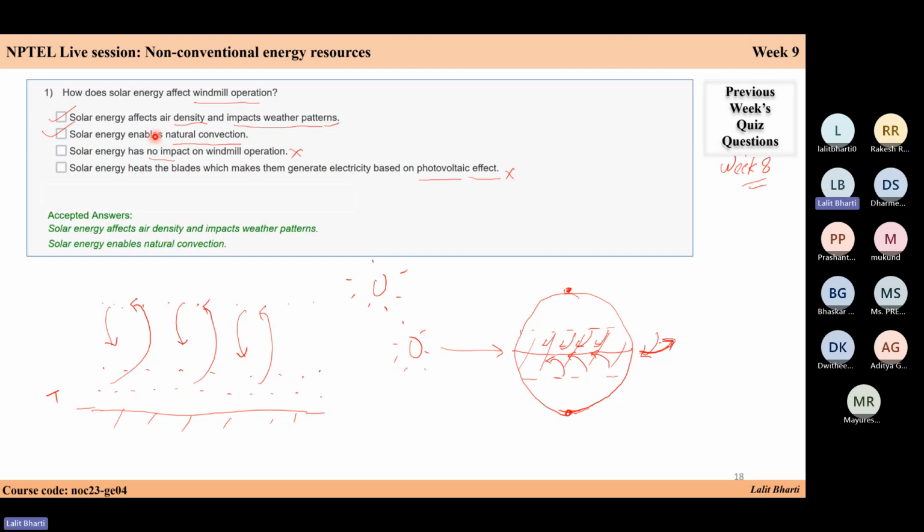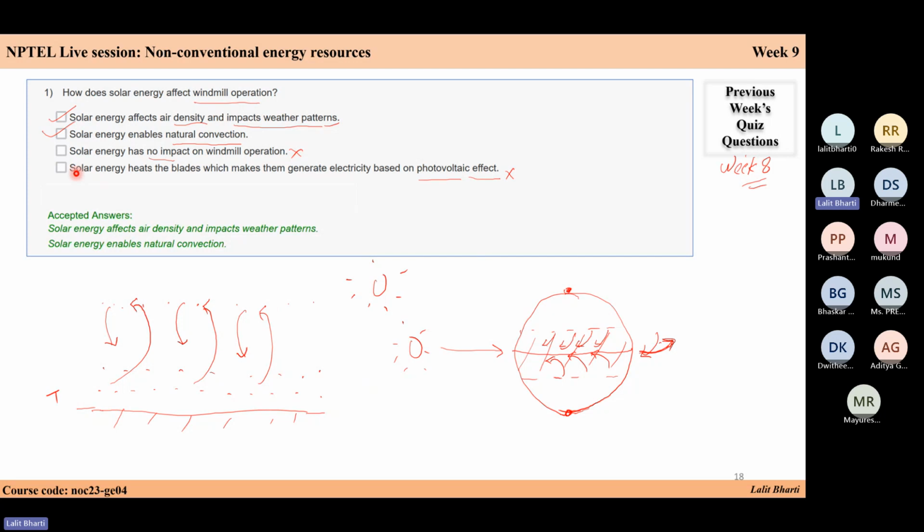So the question is, how does solar energy affect windmill operation? The first option: solar energy affects air density and impacts weather pattern. This is the air density effect of solar energy, and this is how weather is formed. The second option is solar energy enables natural convection. Convection is basically due to the heating of Earth's surface by the solar radiation of the sun, and you get the temperature difference. So this is also related to convection.